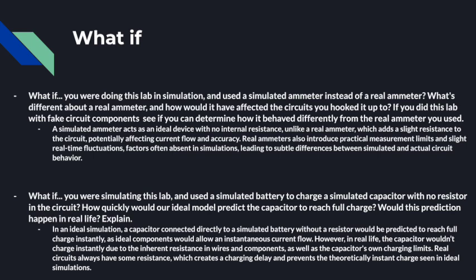A simulated ammeter acts as an ideal device with no internal resistance, unlike a real ammeter, which adds a slight resistance to the circuit, potentially affecting current flow and accuracy. Real ammeters also introduce practical measurement limits and slight real-time fluctuations, factors often absent in simulations, leading to subtle differences between simulated and actual circuit behavior.